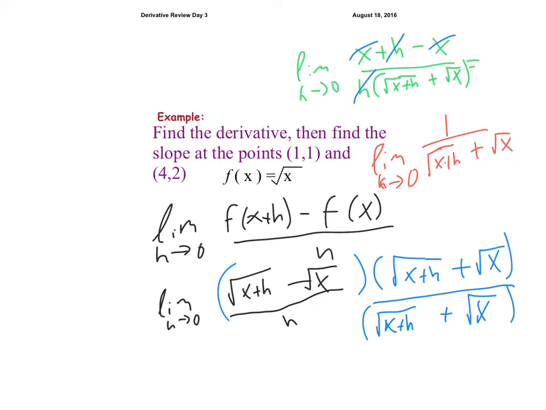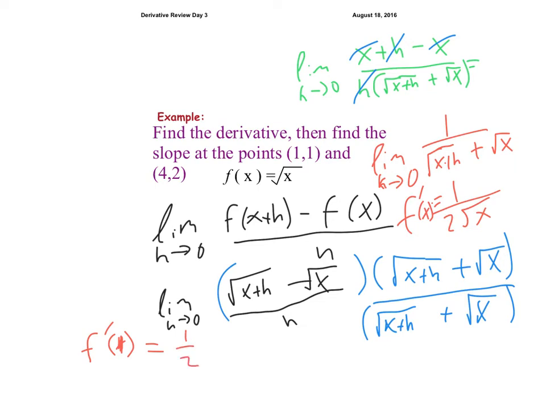You're going to end up getting 1 over square root of x plus square root of x, which will end up being 1 over 2 square root of x. And that will be the derivative. F prime of x equals 1 over 2 square root of x. Now we can plug in for the point 1, 1. When you plug in 1, your derivative at x equals 1, let's put that down, is 1 over 2 times 1, which is 1/2. The derivative is 1/2.